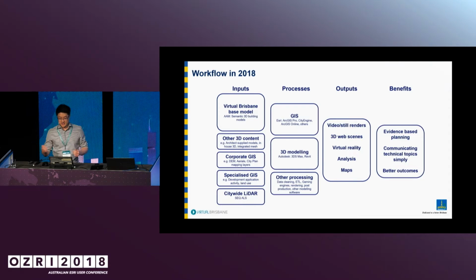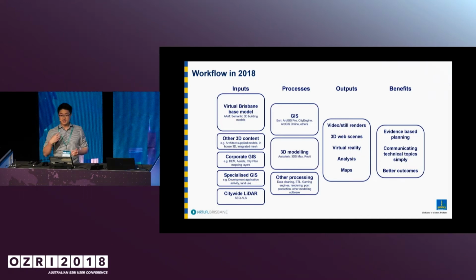Then there's the specialized GIS layers. So sitting beside me at work are the project managers of projects that look after development application tracking in the city, land use tracking. So you could see the obvious benefits there for city planning. And also we supplement the data with citywide LiDAR data set. So what do we do with all of this?